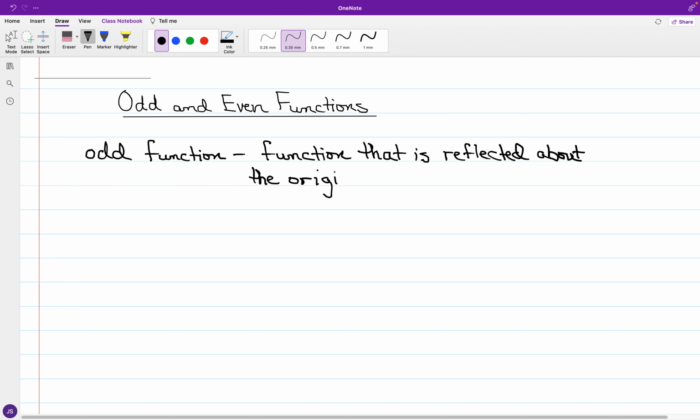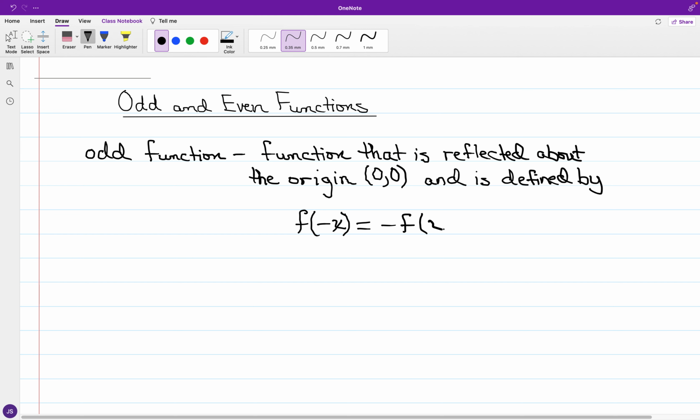In the xy coordinate system, the origin is where both x and y are 0. And an odd function is going to be defined by the relation where we want to have that f of negative x, if you take the opposite sign of x, is going to be equal to the negative of f of x.